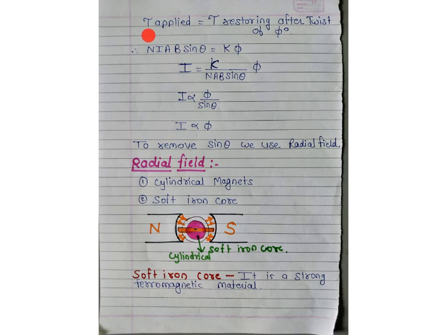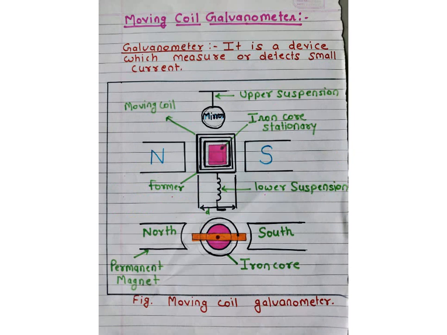So, what is the applied torque? NIAB sin theta is equal to K into phi. So, I is equal to K upon NAB sin theta into phi. That is, I is proportional to phi upon sin theta. We remove sin theta by using the radial field. What is the radial field? In the first diagram we have seen, we can use the radial field, that is the iron core.